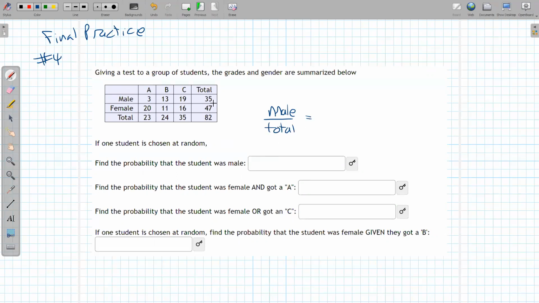And so in this particular sample, there were 35 males and 82 total. And some questions allow you to just enter a fraction. Others, we'd have to calculate that as a decimal and then enter a rounded version of that. So just gonna get a calculator out.